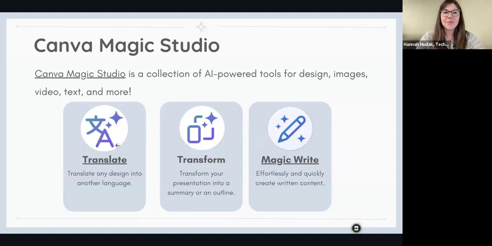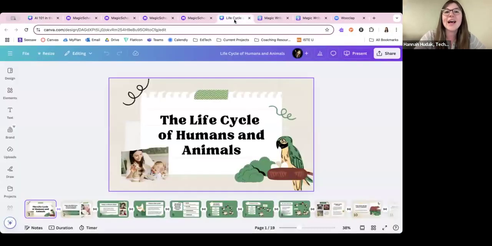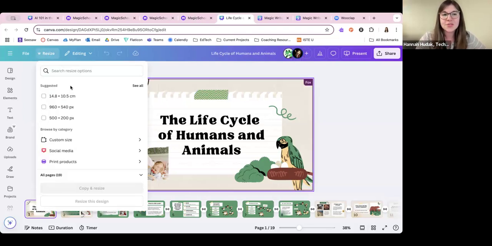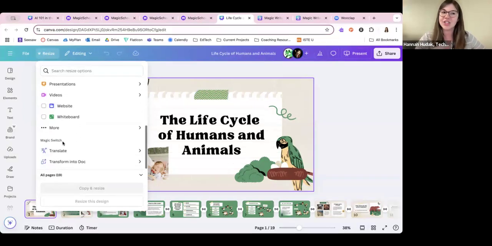For our Translate tool, I'm going to model this with a life cycle slide. So here we have some presentation I've already created. I've used this in years past when I'm teaching my class about life cycles of humans and animals. But let's say we wanted to be able to provide this to a student in another language. Right from Canva, I'm just going to open up that presentation, and I'm actually going to go over to this resize button. Once I click resize, I'm going to scroll down, and then I'll find this Magic Switch category. I am going to use the translate tool. So I will click translate.